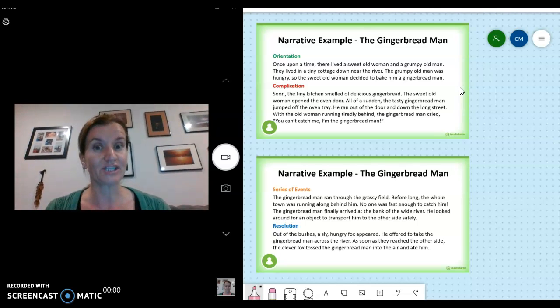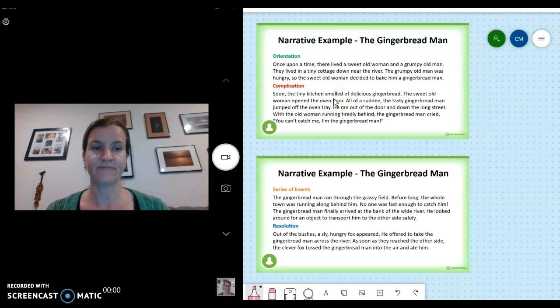Here comes the complication. Soon the tiny kitchen smelled of delicious gingerbread. The sweet old woman opened the door. All of a sudden, the tasty gingerbread man jumped off the oven tray. He ran out of the door and down along the street, with the old woman running tiredly behind. The gingerbread man cried, "You can't catch me, I'm the gingerbread man."